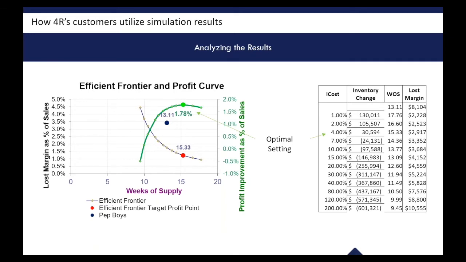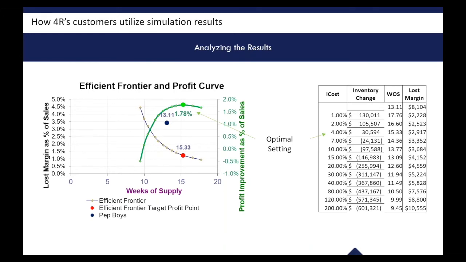Conversely, at the other extreme, the lowest iCost setting of 200% results in an inventory reduction of over $600,000 a week and just under 9.5 weeks of supply. With this inventory reduction or constraint, you will incur additional loss margin as illustrated here, reaching over $10,000 a week. The 4R method is balancing these metrics to best fit a customer's need and maximize profit.